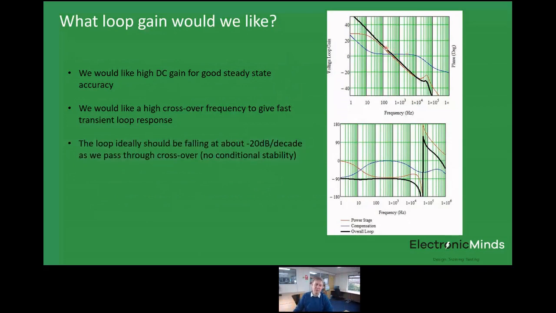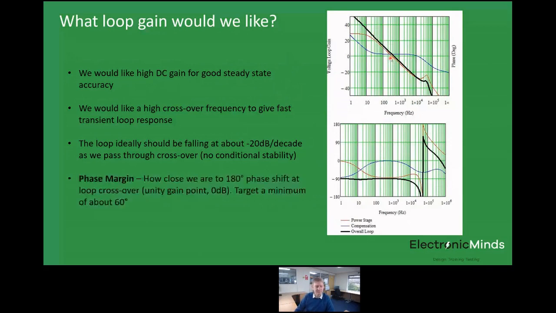The other thing is, when you do go through crossover with your loop gain, ideally you want to be falling at about 20 dBs per decade. So it's a first order characteristic here. And the reason you'll see actually in some later slides why that's quite important, but you can see here there's some gain peaking due to the power stage behavior. So we don't want those peaks to have any chance of bringing the gain back up and recrossing the 0 dB line. So if you've got a nice 20 dBs per decade roll off, you can say that there's no conditional stability issues there. It's a nice, stable, robust control loop.